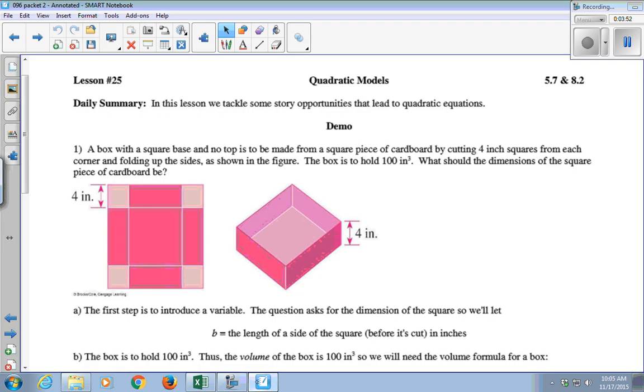Okay, so let's start looking at today's lesson, lesson 25. We're going to tackle some story opportunities, a little positive spin on the traditional word problems. They're going to lead to quadratic equations, right? There will be no word problems on your Quest 4, but we'll get some practice today solving quadratic equations.